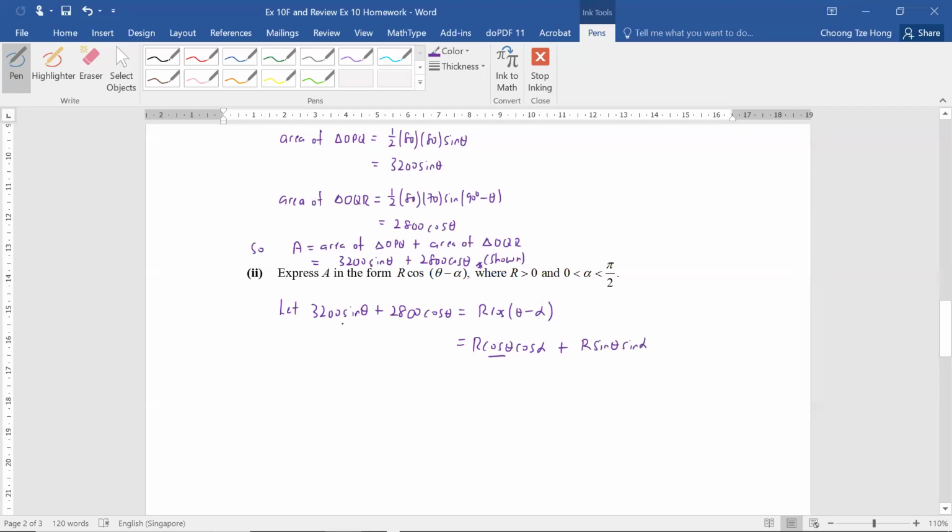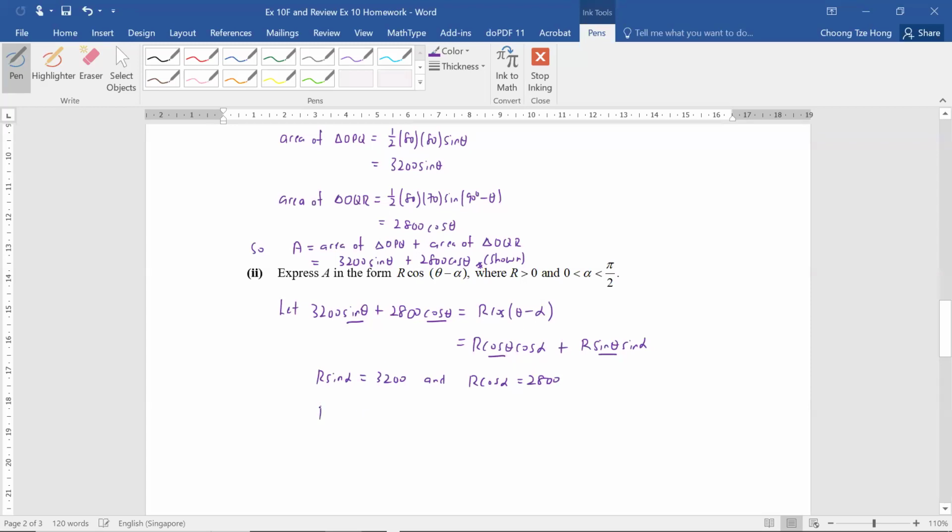In this case, you see the comparison, we need to be very alert. Sine theta is here, sine theta is in front. In other words, R sine alpha will be 3200. You need to be careful about this. And cosine theta is here, cosine theta is here. So R cosine alpha is 2800. This is where you need to be a bit alert, all right?